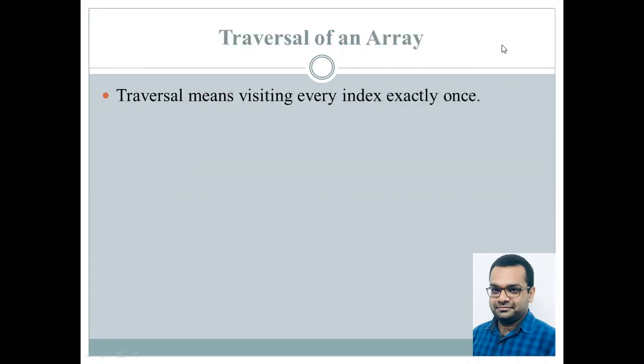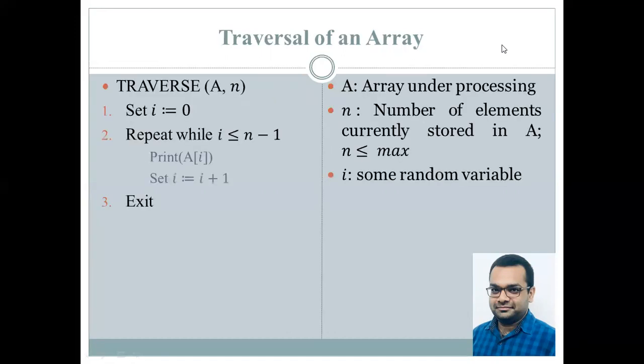So what is a traversal? Traversal very broadly means visiting every value inside any data structure only once and printing out that value. In the context of an array, traversal means visiting every index exactly once. This is the algorithm: Traverse(A, n). We are given the array and the number of elements stored in the array. We initialize the counter as I equals 0. We repeat while I is less than or equal to n minus 1. We print these values and keep incrementing I until we reach the end of the array, and then the program exits.